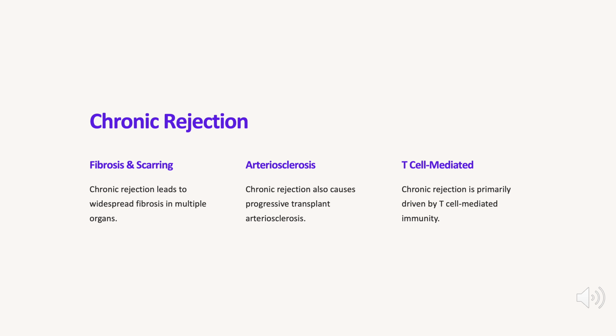2. Arteriosclerosis. One hallmark of chronic rejection is the development of transplant arteriosclerosis, a progressive narrowing and hardening of the arteries supplying the transplanted organ. This arteriosclerotic process further compromises blood flow and organ function.